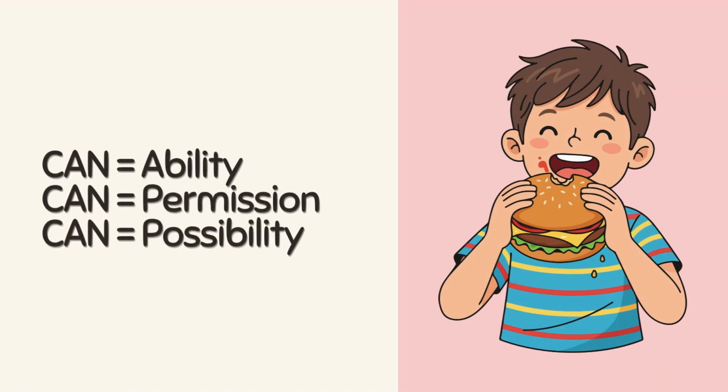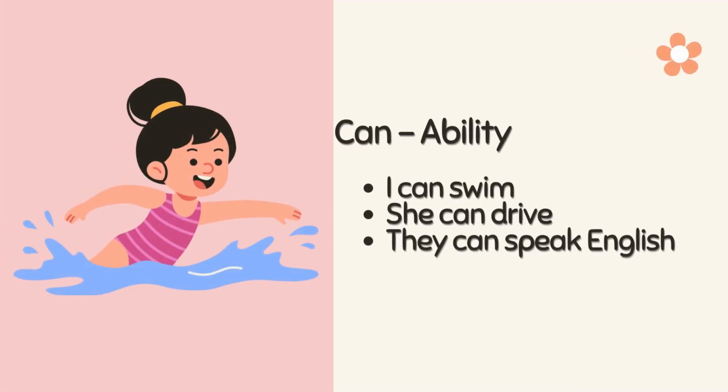Let's start with the first modal verb, can. Now we use can for 3 main reasons. We use it for ability, permission, and possibility. First, we use can to talk about ability, like things you are able to do. For example, I can swim, I can drive, they can speak English. This means that they have the ability to do these things.